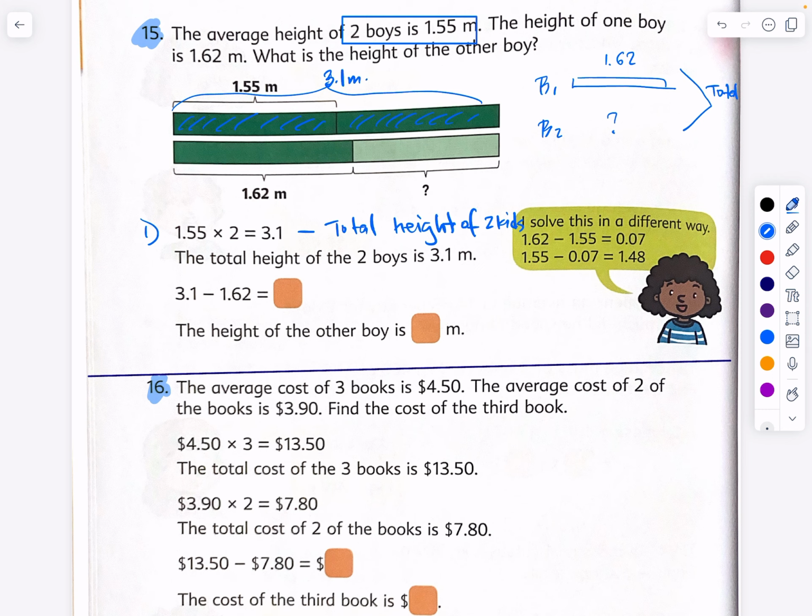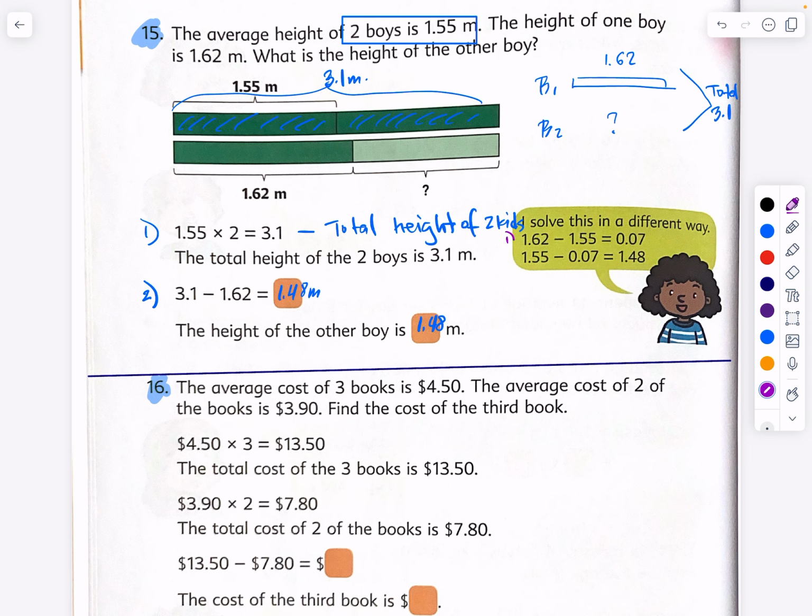So now that we know the total height, of course, it's so much easier. Now that the total equals 3.1, step 2, we can find the missing height. In order to find the missing quantity, we use subtraction, and the second boy is 1.48 meters tall.